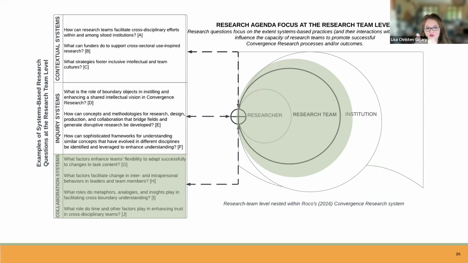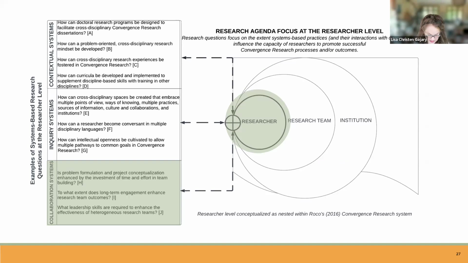And by the way, for these diagrams, what we were trying to do with this ornate diagram is to attend not only to the interactions between these three ancillary systems that we defined, but also to account for levels of analysis. And those letters are references to papers that were influential in deriving these questions. So these are exemplar questions. And if we go to the next level, to the researcher level, we are thinking about convergence research at the individual level.